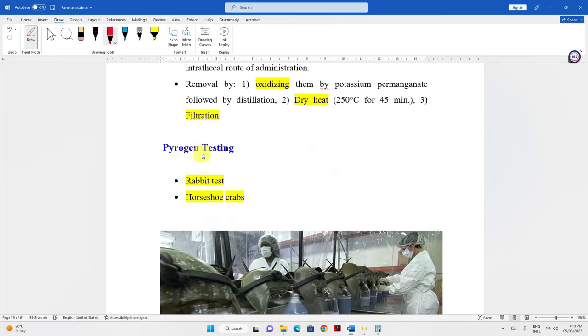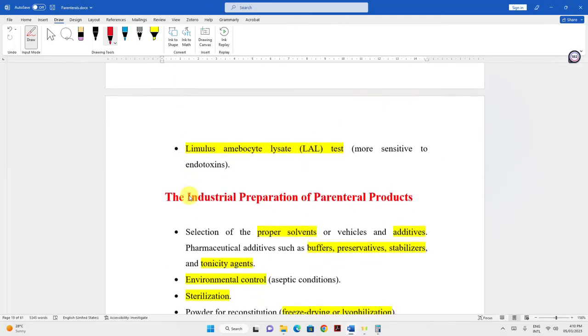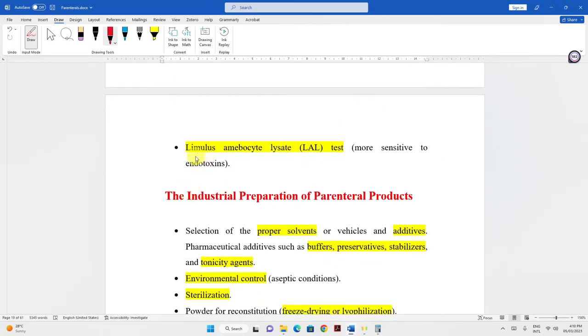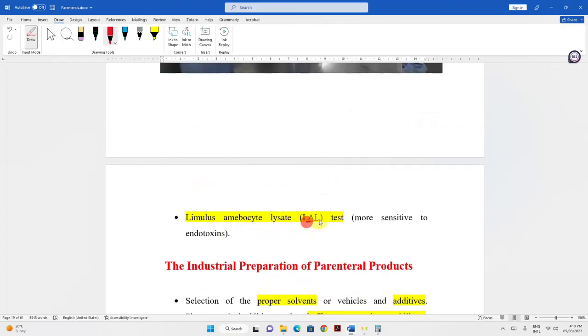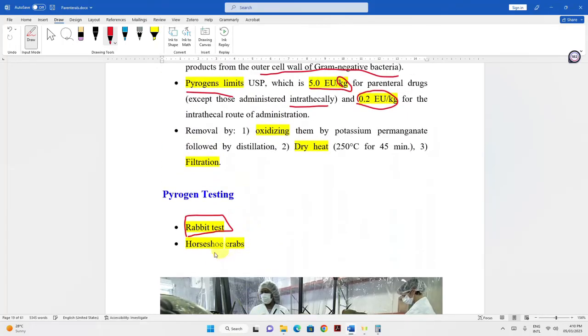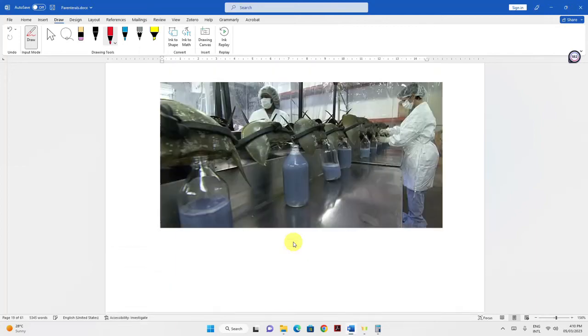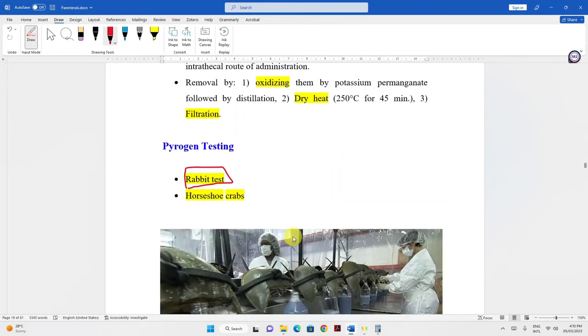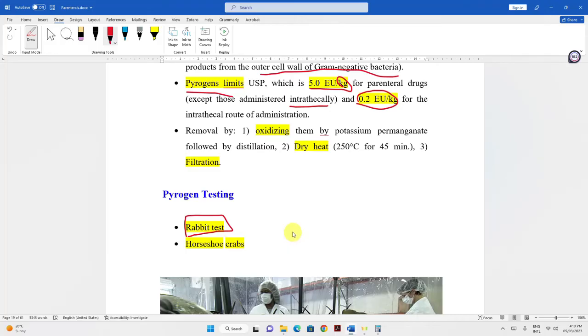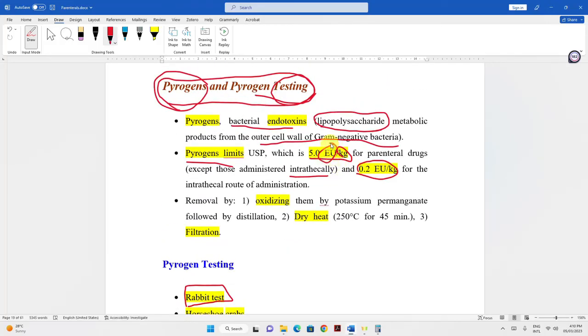Now, for pyrogens, there is a test in the United States Pharmacopoeia, which is the rabbit test. We have another test, which is the endotoxin test, referred to as the Limulus amebocyte lysate, LAL test. This LAL test is very sensitive, unlike the rabbit test, but it measures, or allows you to know, how many endotoxin units are there.